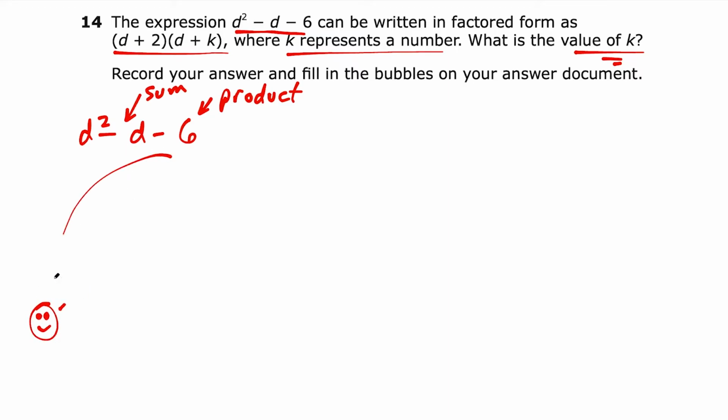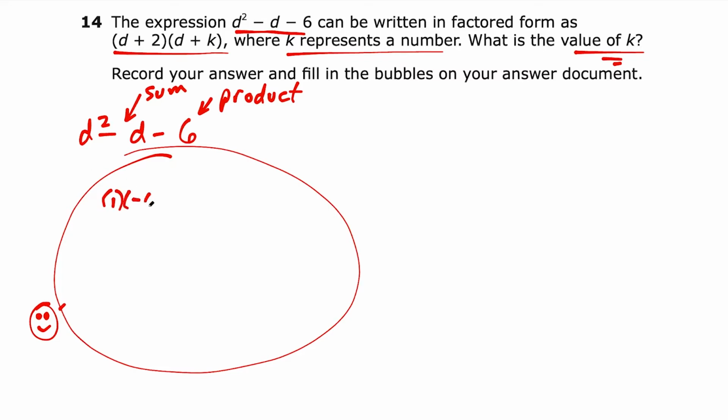So the math that you have to be able to do in your head for something like this is you have to think of all the factors of -6 in pairs. So I could have something like, let's say, 1 times -6. I could also have -1 times 6. That would multiply to -6. And then I could also have something like, let's say, 2 times -3, or I could have -2 times +3 like this.